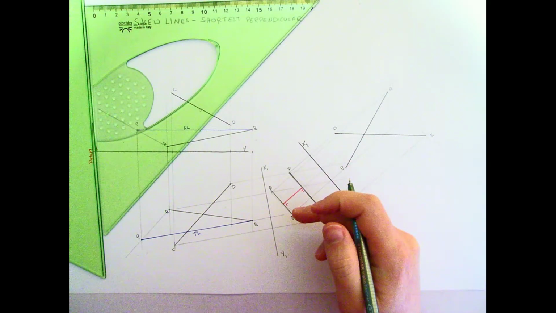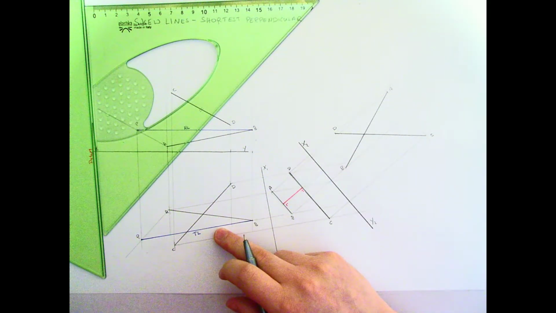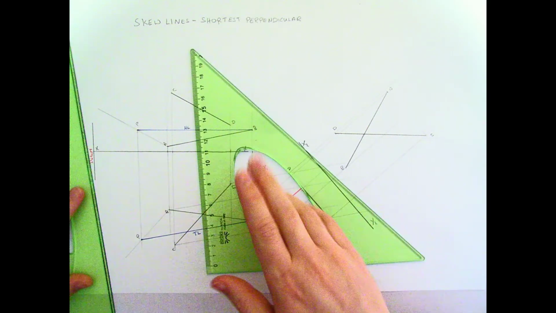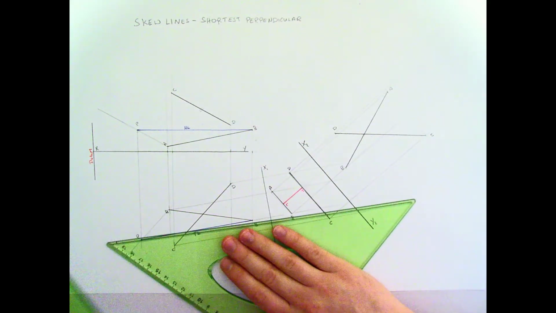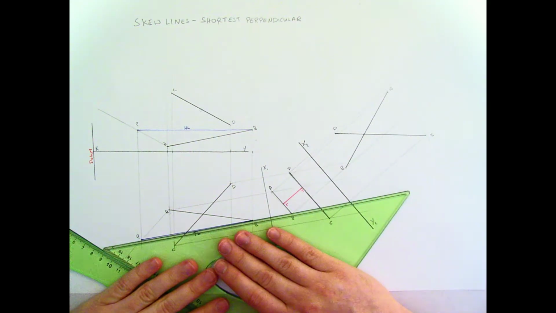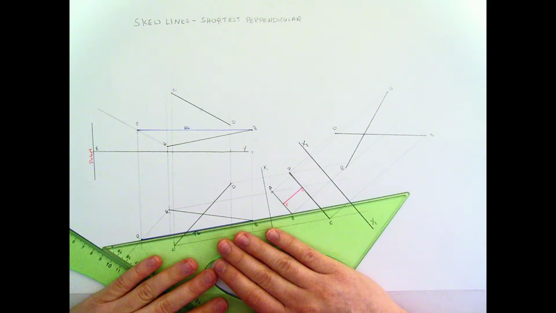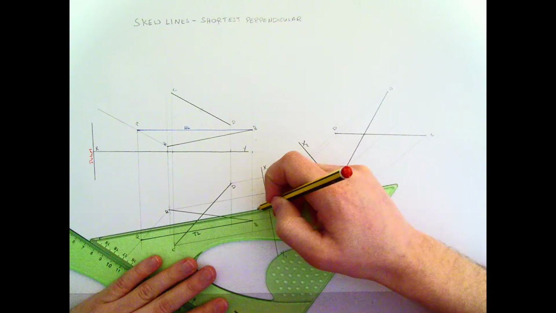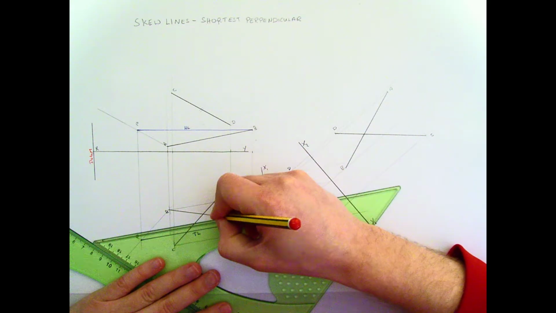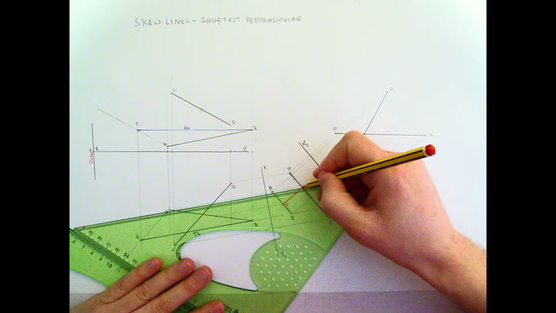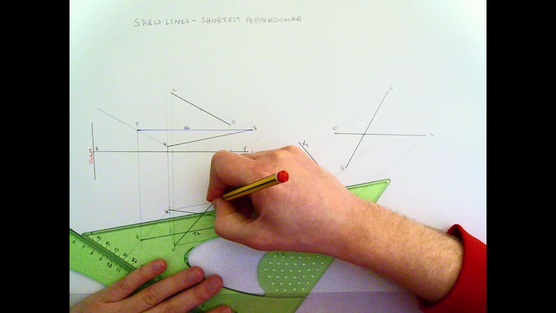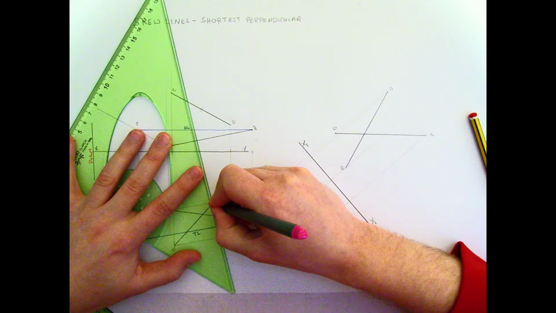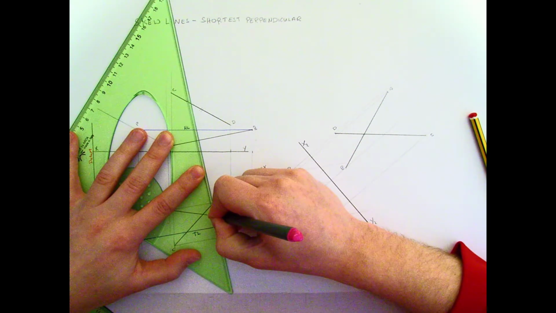We need to find these lines now back in the plan and the elevation. That is done the same way as we found points up there in the first place. So we're going to take our lines and project them back. Looking along our true length line again, this one intersects the line AB. So that's that point there. This intersects the line CD. That gives me this point here. So our shortest perpendicular distance in plan is this line.